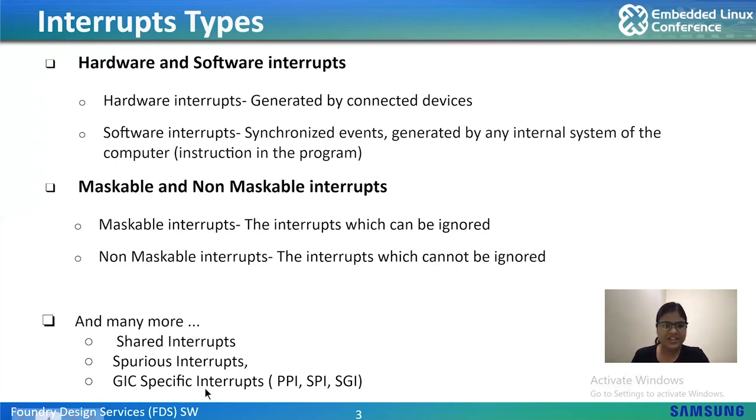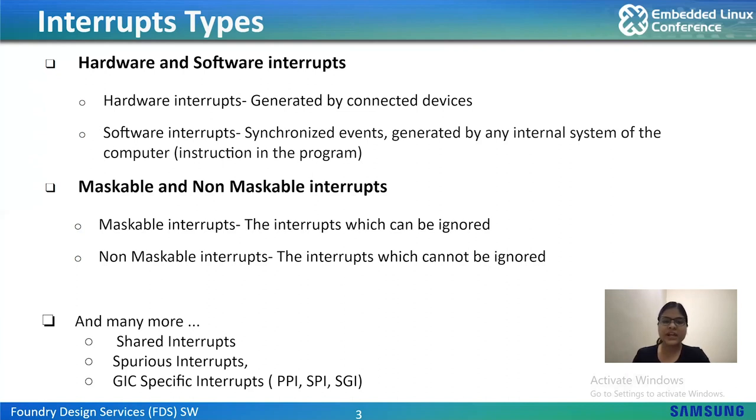The ARM-specific GIC, that is the generic interrupt controller, has different types of interrupt sources like PPI, SPI, SGI. We will be discussing interrupt controllers in the upcoming slides. So for the time being, let's discuss its classification. Private peripheral interrupt, PPI. These peripheral interrupts are private to one core and cannot be executed on another core. An example of PPI would be a generic timer for each of the cores. Then shared peripheral interrupts, SPI.